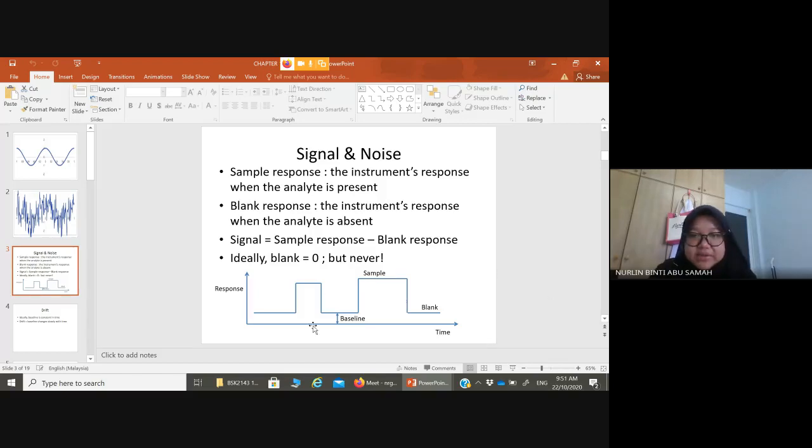By the time your sample response or sample signal increases, you can determine that your analyte is present with a certain amount of response. So don't get confused between signal and response. Signal is something that you can determine from the output, but the response is the y-axis of the output.